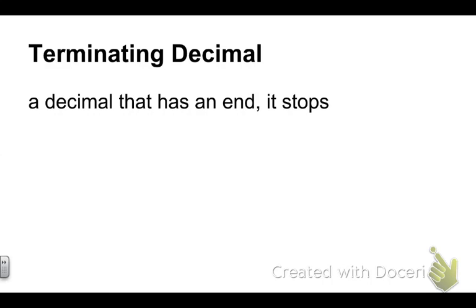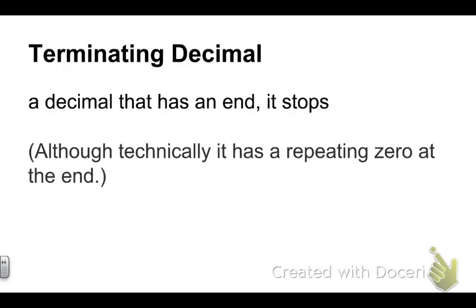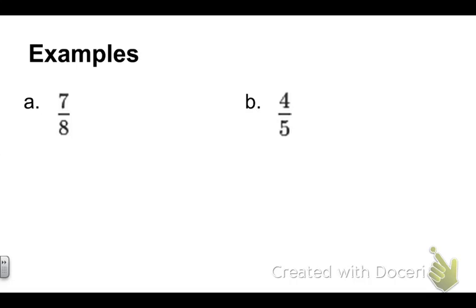Now, a terminating decimal is a decimal that has an end. It stops. The only thing I need to mention is that technically it has a repeating 0 at the end, but the terminating decimals do stop. So a couple of examples, 7/8. Again, I'm going to write it exactly how it's written. It's 7 divided by 8. I am not going to go over the division.